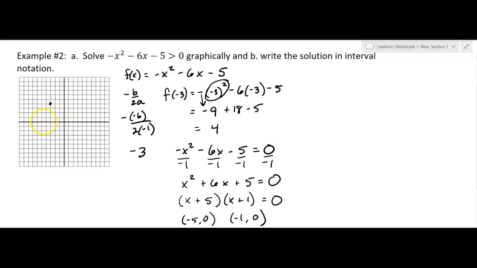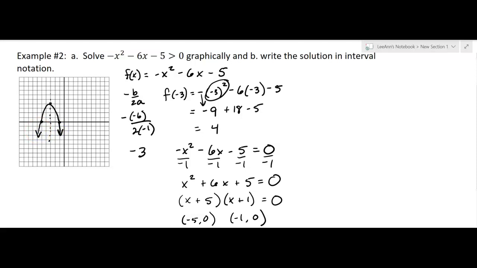So negative 5, 0 right there. Negative 1, 0. That's got to be symmetric about the vertex. So you can see it's 2 units to the left of the axis of symmetry, 2 units to the right. So that's looking good. We've got our x-intercepts and our vertex. So we can sketch a rough parabola there.